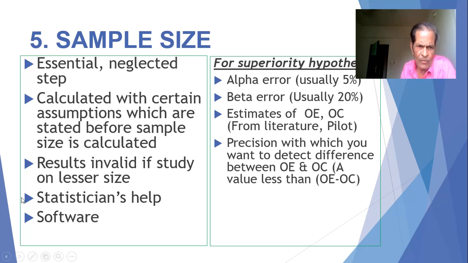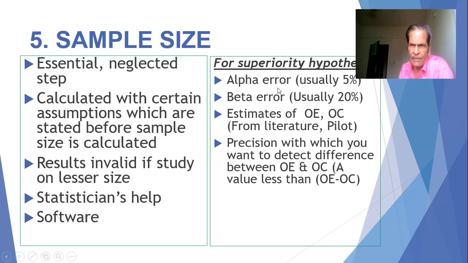It therefore requires the help of statisticians. Nowadays there are many software tools which can calculate the sample size for you, but they will have to be given certain information. The statistician will require this information. Even the software requires this information. And what is this information required? These are called the assumptions for calculating the sample size.